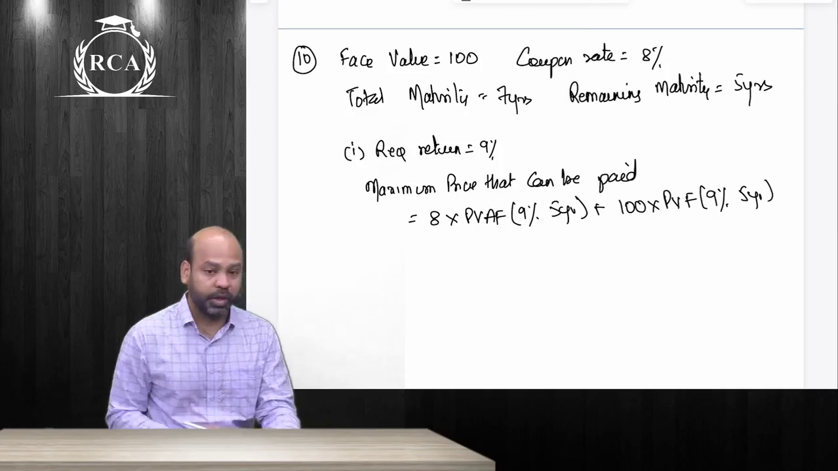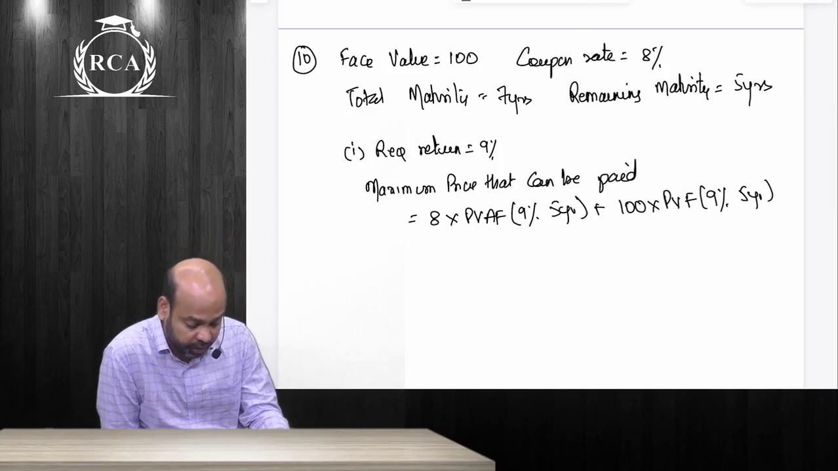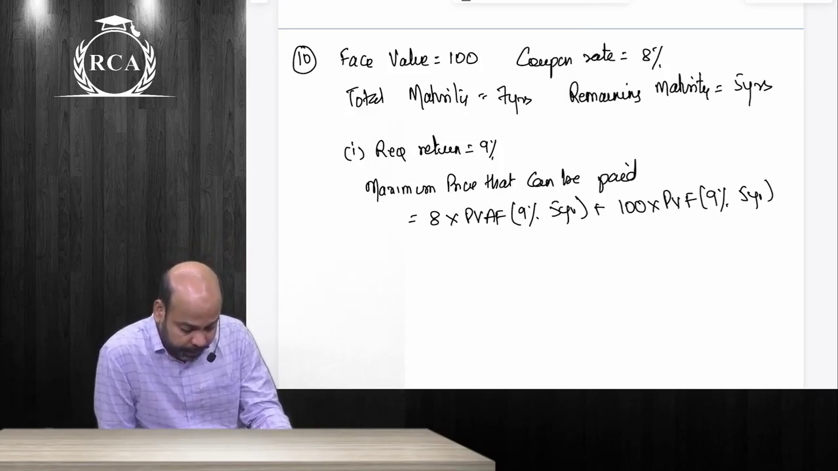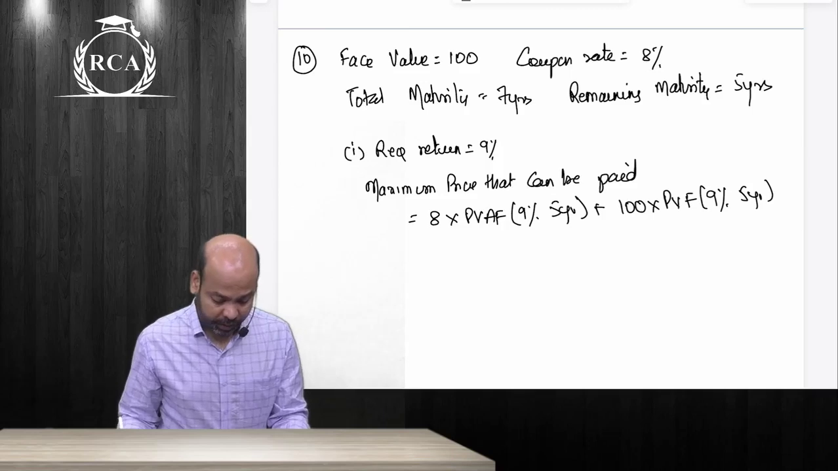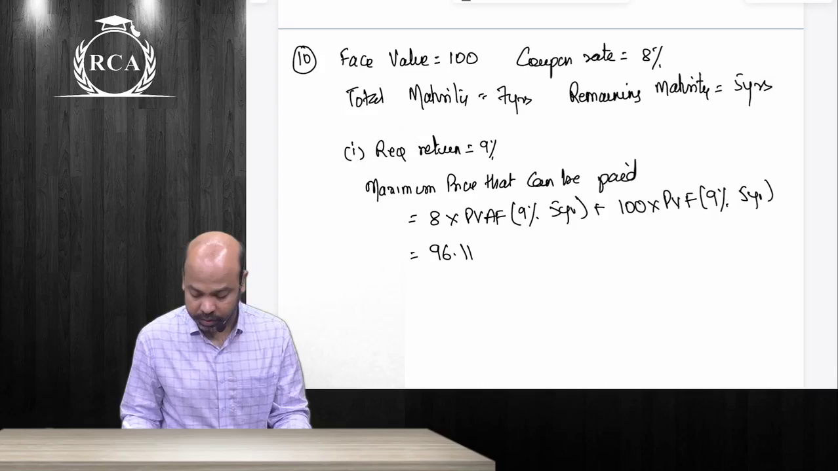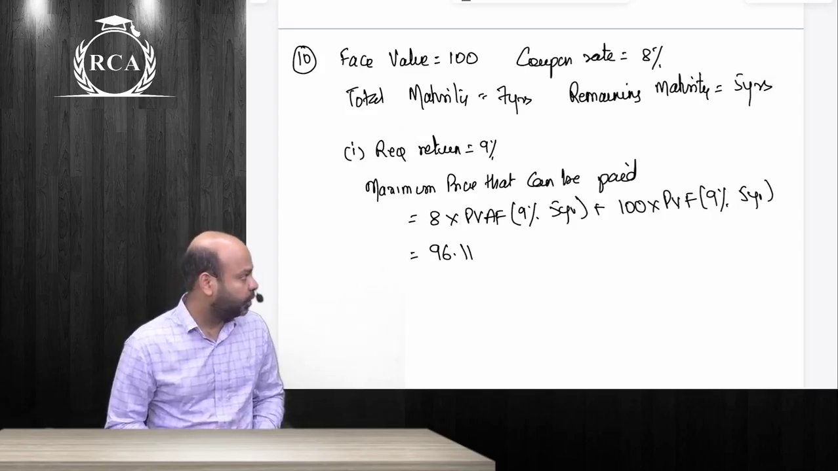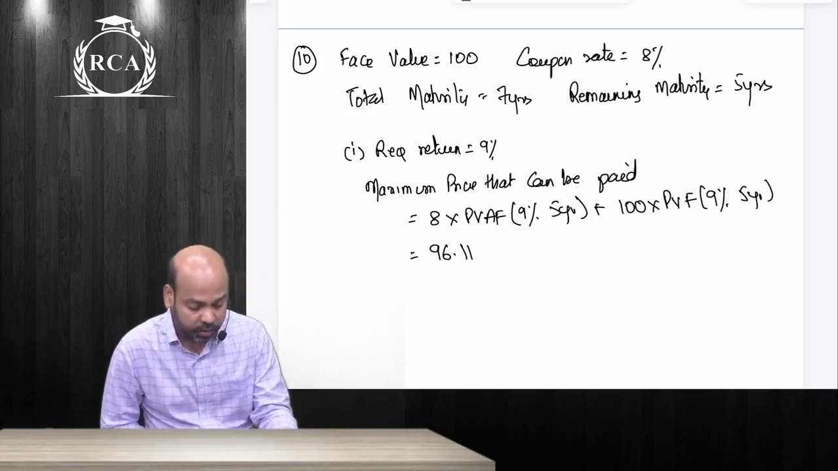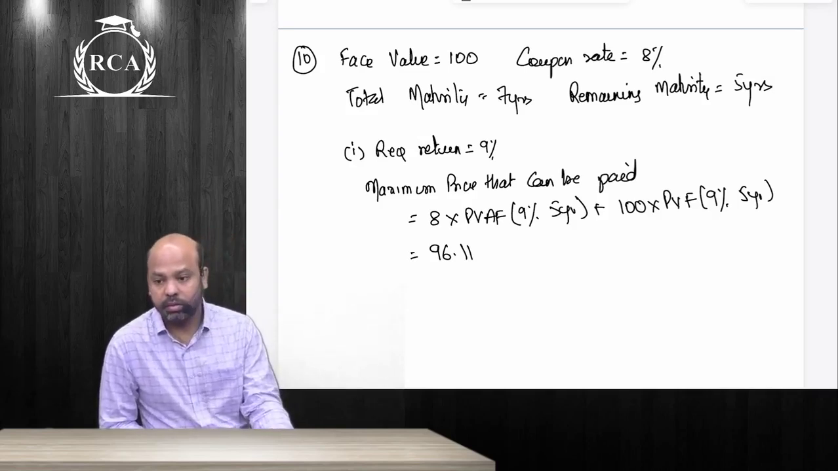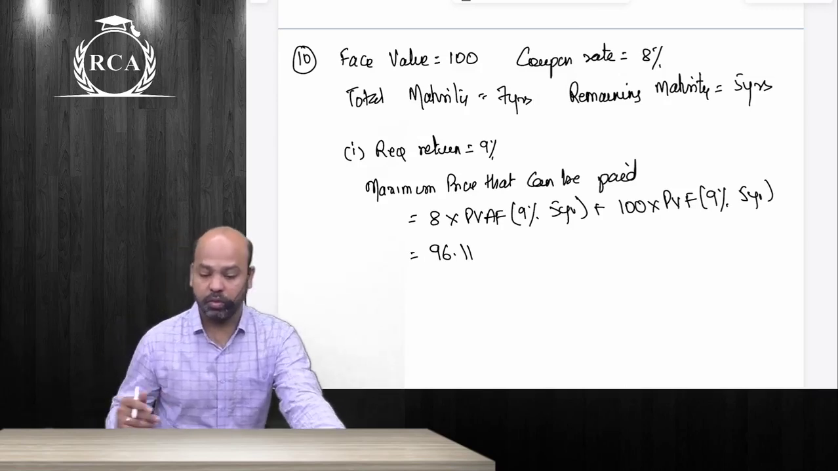You're going to get 8 rupees every year for the next 5 years. You're going to get 100 rupees only once, but at the end of the 5th year. How much will be the value, guys? 96.11. The price of each bond, beta, will be 96.11. Do not forget he has to invest a total amount of how much? 1 lakh rupees.